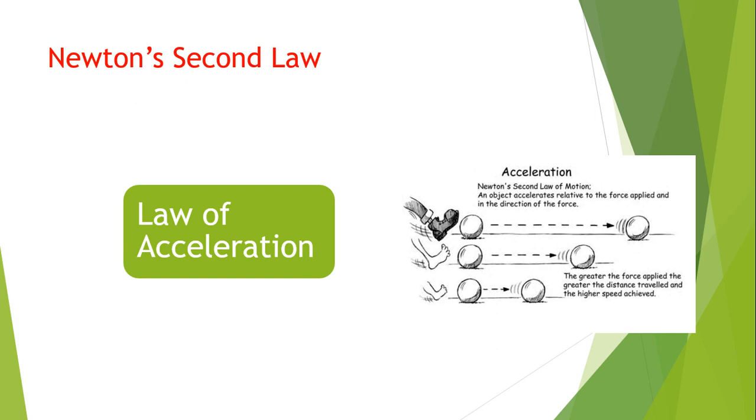Newton's second law is the law of acceleration and states that a change in velocity or acceleration of an object is directly proportional to the force producing it and inversely proportional to the object's mass. If 2 unequal forces are applied to objects of equal mass, the object that has the greater force applied will accelerate quicker. Conversely, if 2 equal forces are applied to objects of different masses, the smaller mass will accelerate quicker.